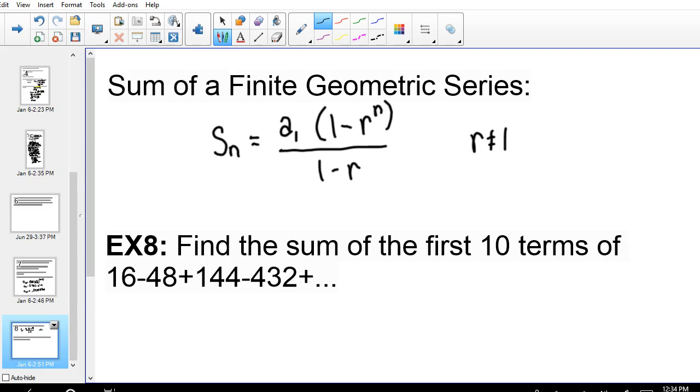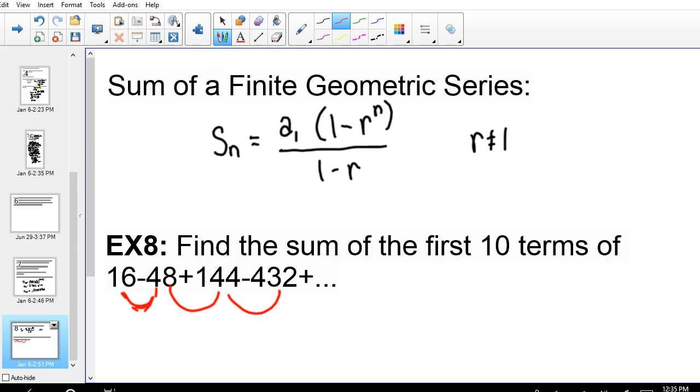So what in this case is our r? What are you multiplying by each time to get to the next term? Okay, not quite, almost. You would be correct if all of those were positives. But are they all positives? They are not. So it is -3.